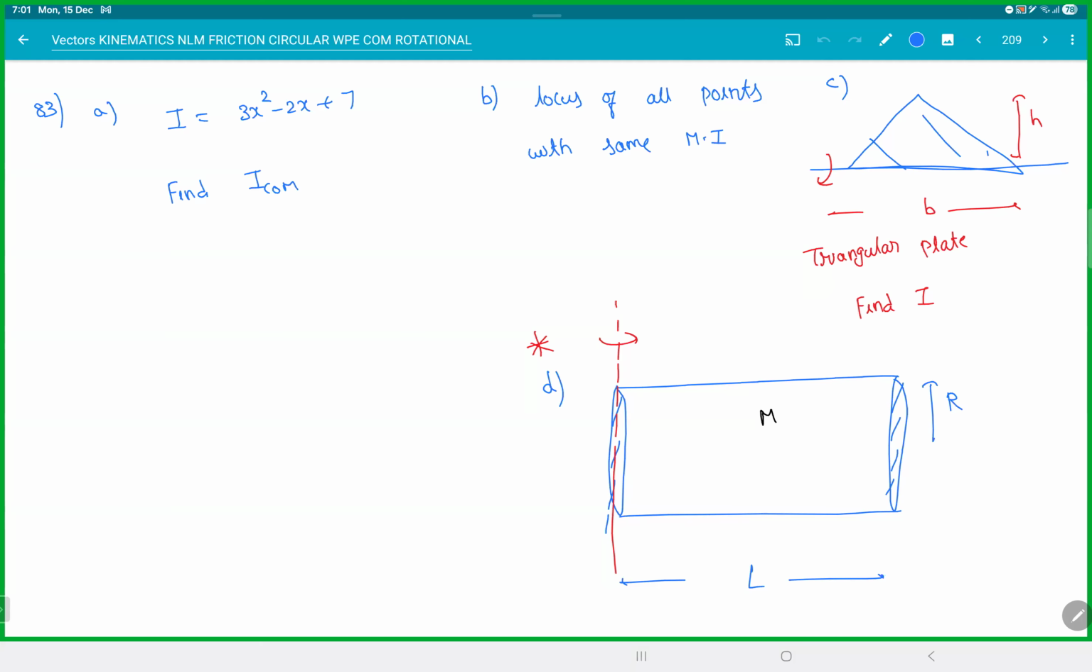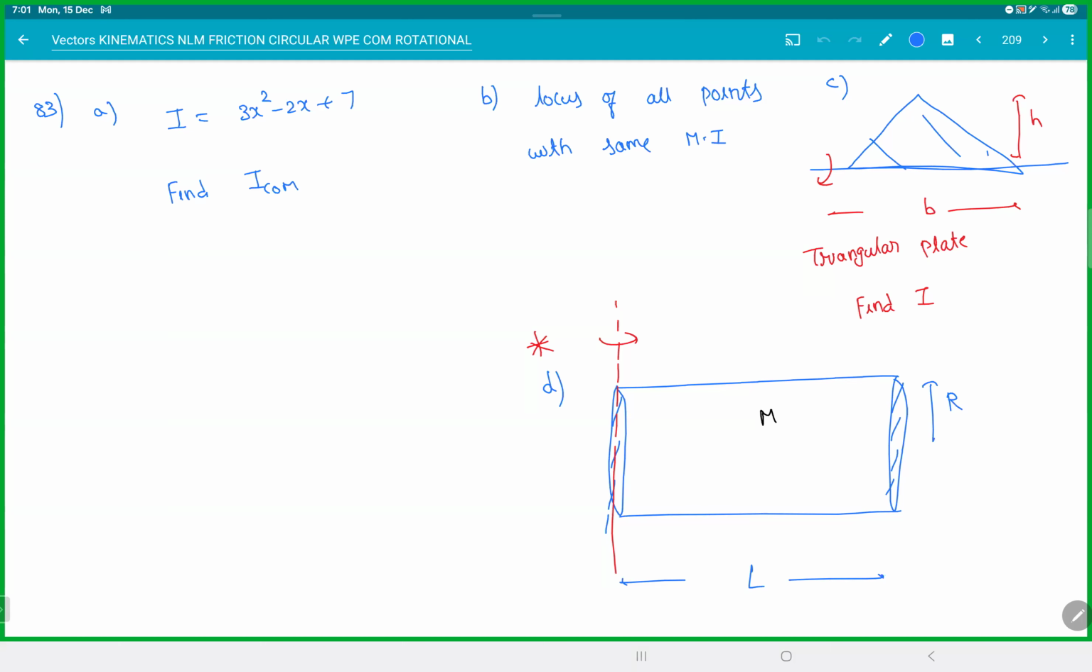We have a cylinder, length L, mass M and radius R. What is the moment of inertia about the edge of the axis? Get them. I'll give 2-3 minutes. BCD are literally the results. You should know them. You won't be able to derive them in the exam. And D is a very important question.